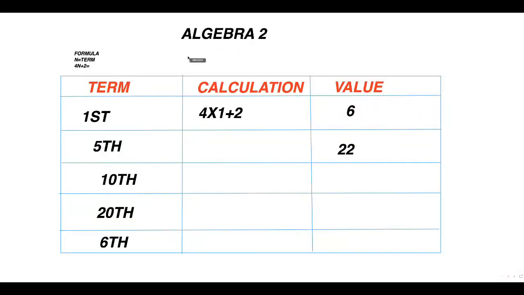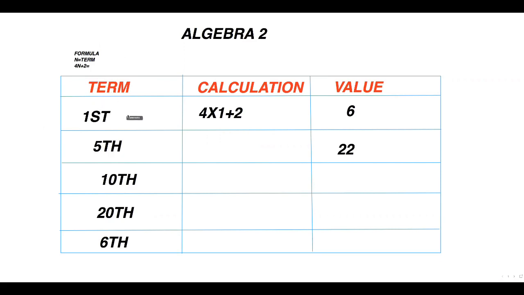Okay, so now we're going into more detail in algebra. You must have seen my first video, so you got a rough idea how it works. Now we're just going to go into word problems and table problems. So this is our formula: n equals term, 4n plus 2. This is the formula that we need to use.